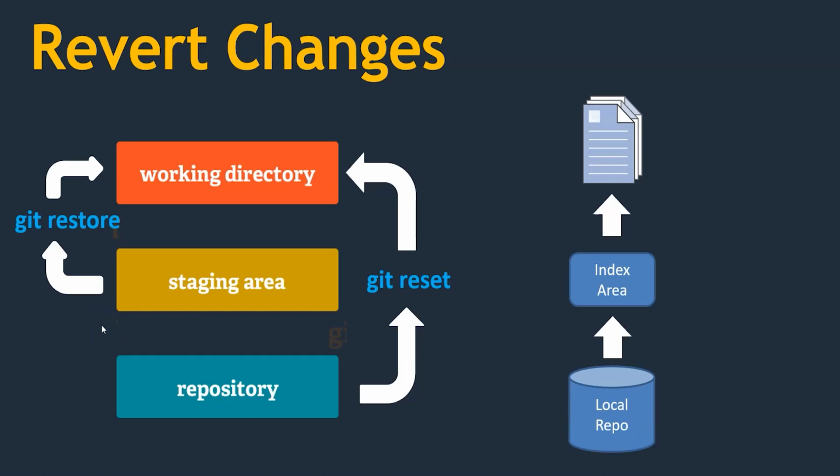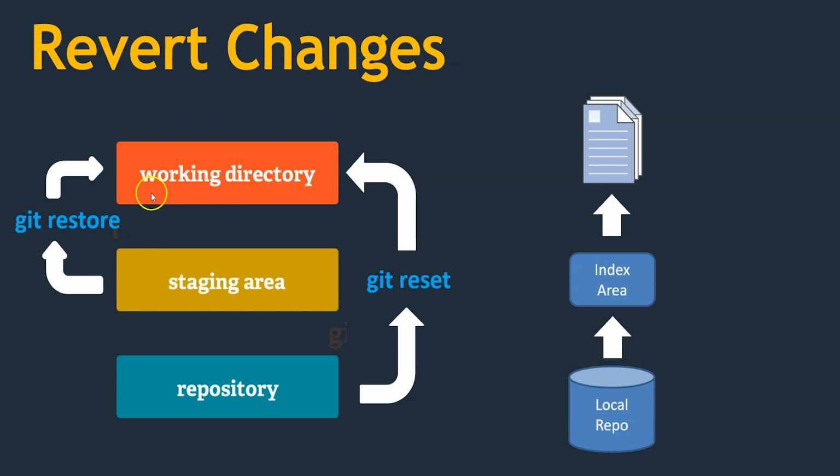Hello guys, in the previous lecture we saw how we can revert our changes from the working directory. In this lecture we are going to see how we can revert our changes from the staging area to the working directory, and also from the repository to the working directory. There is no way of avoiding the working directory. So what we need to do, first, is send our changes from the staging area to the working directory by using the git restore command. Again, we need to run the command to discard changes from the working directory.